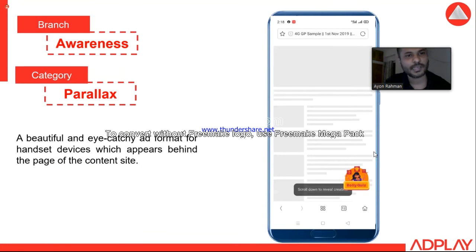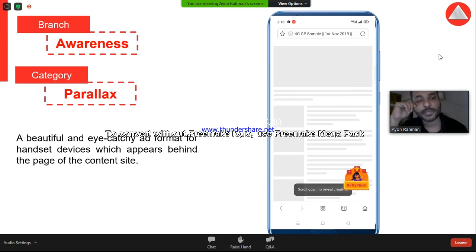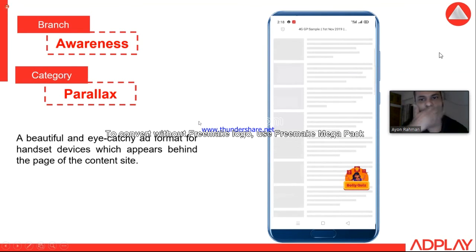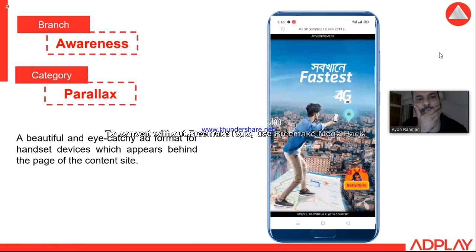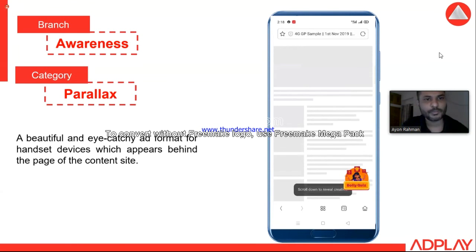So the first one is a parallax campaign. It's a very good ad format for awareness building or getting attention. A beautiful eye-catchy format. I'd like to play the creative. Yes, this is what we have done for Grameenphone last year, and it was quite a successful campaign. I think we ran it before with Prothom Alo as well. So the next one.